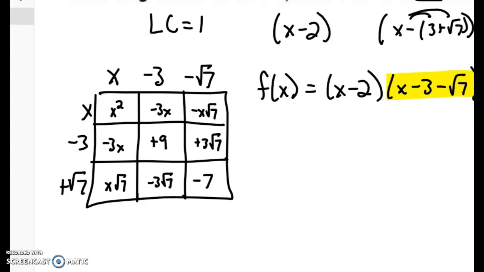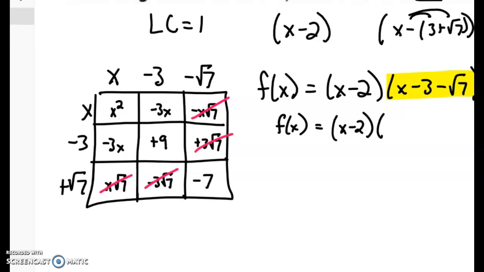Now, some things are going to cancel out. So this 3 square root 7 and the negative 3 square root 7, those cancel. And the negative x square root 7 and the positive x square root 7. Okay, so now we are ready to go ahead and combine some like terms.